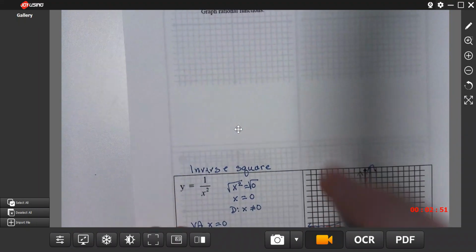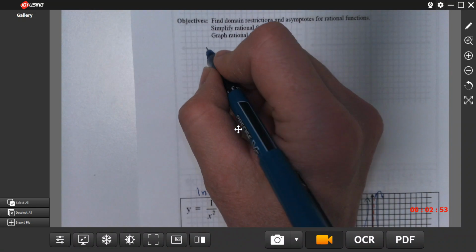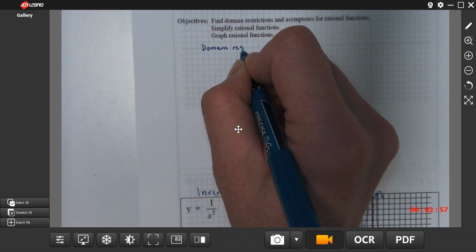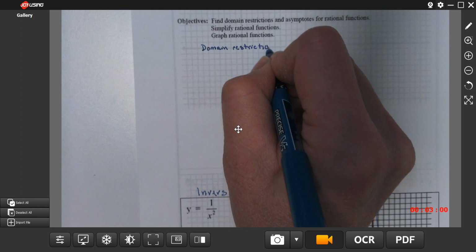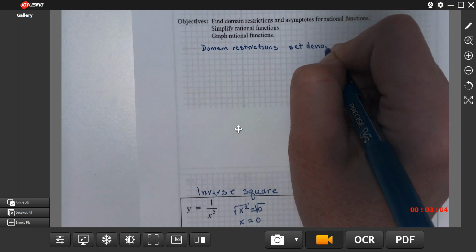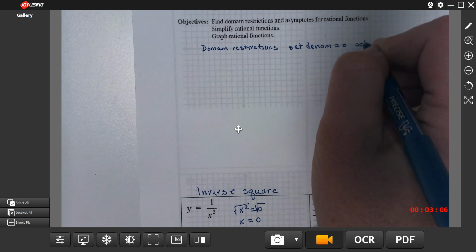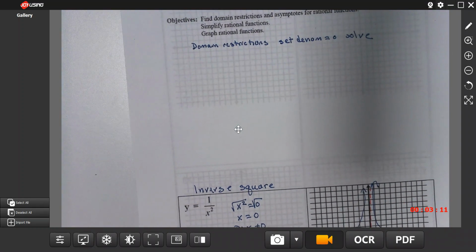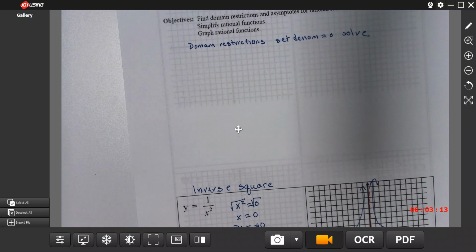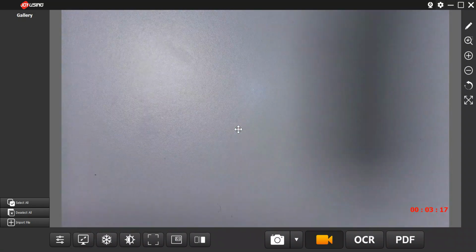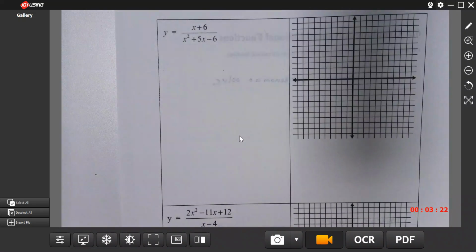So we're going to use this. So notice the first thing that we did here was find domain restrictions. So domain, meaning what it cannot be, restrictions. So you do that by you set the denominator equal to 0 and solve. All right. So we're going to turn the page and do our first example. So we are going to eventually get to something that looks like this, but not in our first example. So here's the first example.